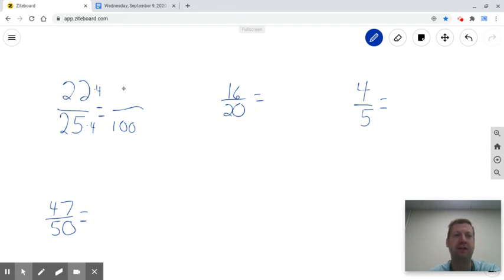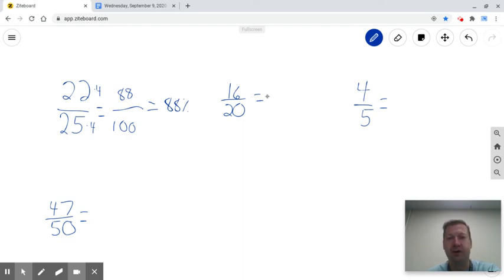22 times 4 is 88. And once I have 88 hundredths, percentage is always based on 100 or 100ths. So I now have 88%. So there's nothing too terribly tricky about that. It doesn't always work out beautifully that you can get to a denominator of 100, but for today's purposes, they all can get to 100.